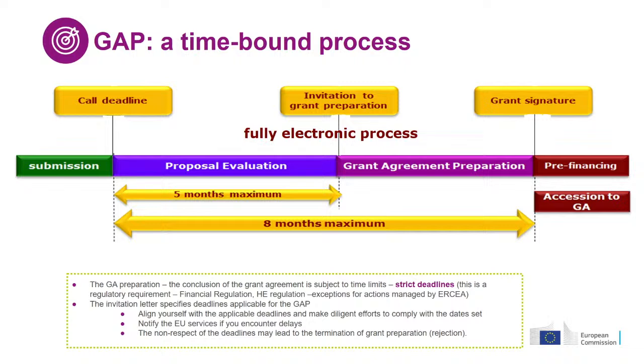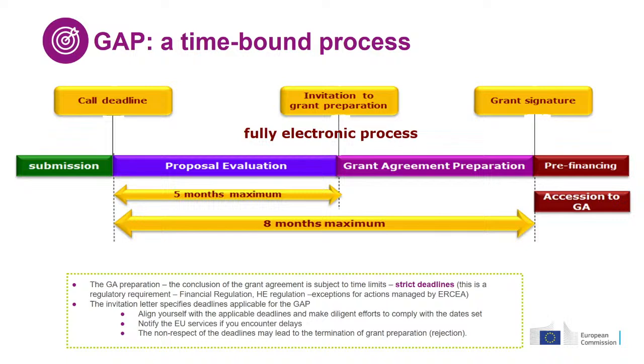Now, the grant agreement preparation, or GAP in short. If you see the acronym used through the presentation, it is just for space reasons. It means grant agreement preparation, and GA is grant agreement for short. It is a time-bound process. There are specific rules imposed by the financial regulation of the Commission for all the projects which receive EU funding. So the grant agreement preparation and its conclusion, until the signature, is bound by specific deadlines from the financial regulation of the Commission.